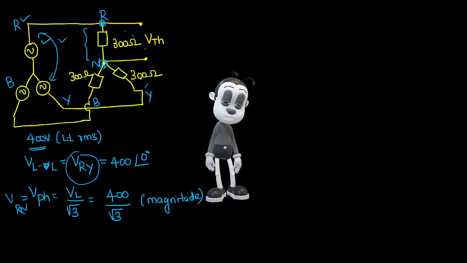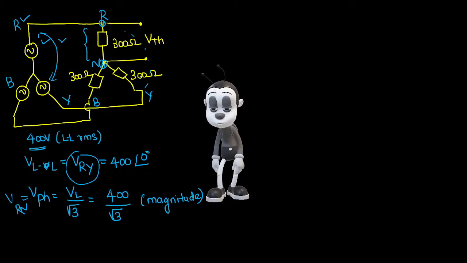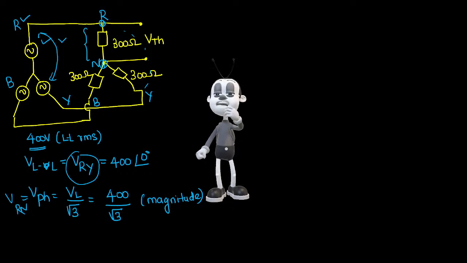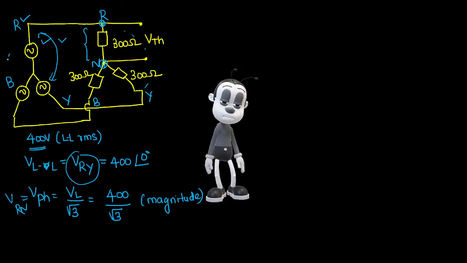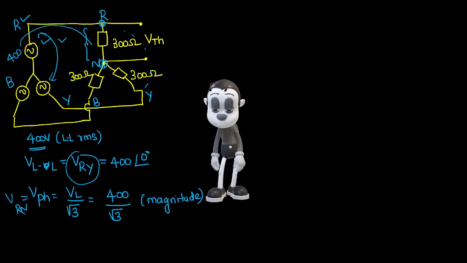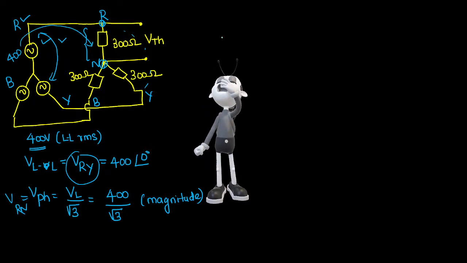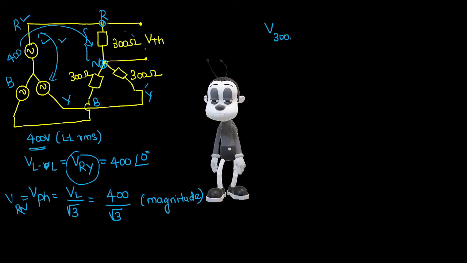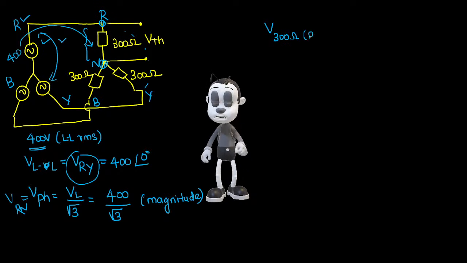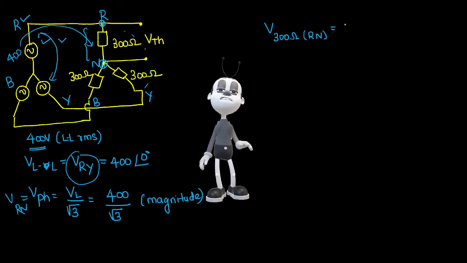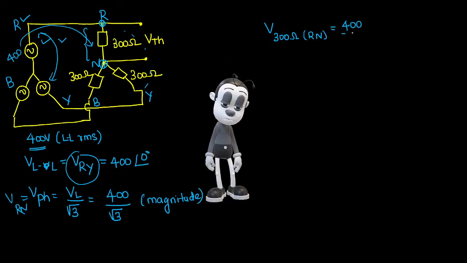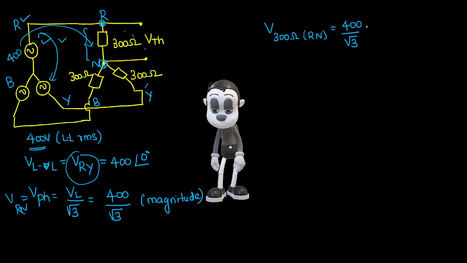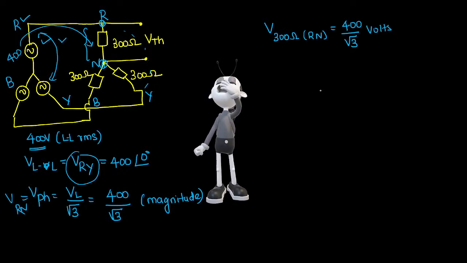Both are star connected loads and sources. Source also star connected, load also star connected, and both are balanced. So whatever the voltage that is there in the star connection of the source, that value will be appearing across the load. So I can say the per phase voltage drop across the 300 ohm resistor, and I am talking about R to N, will be equal to 400 upon square root of 3 volts. We found the voltage drop across it.